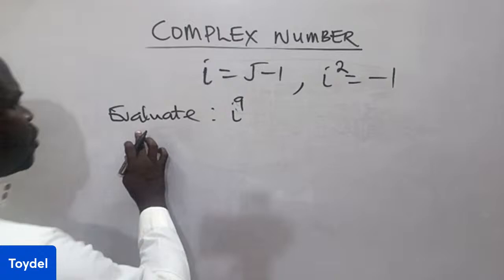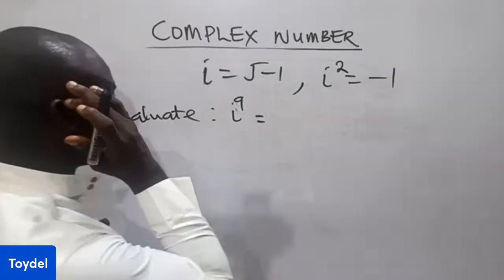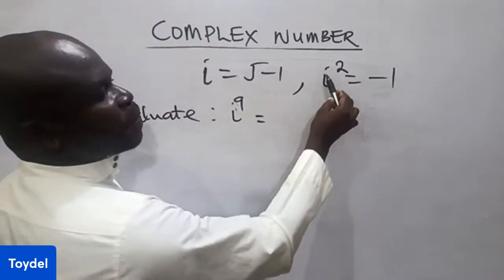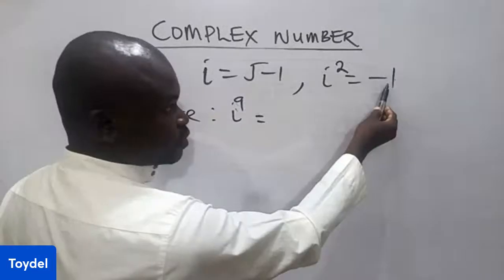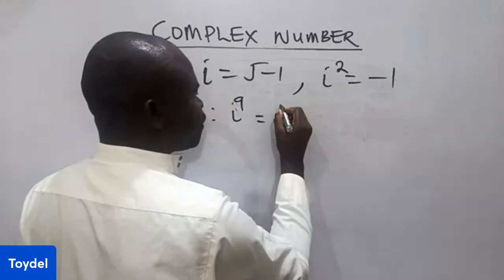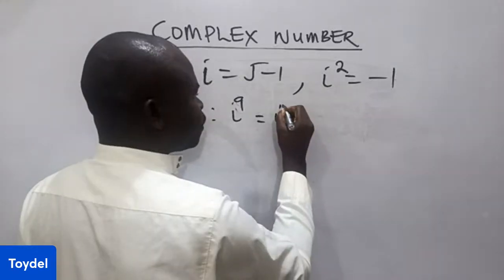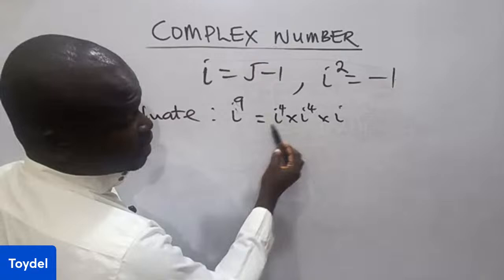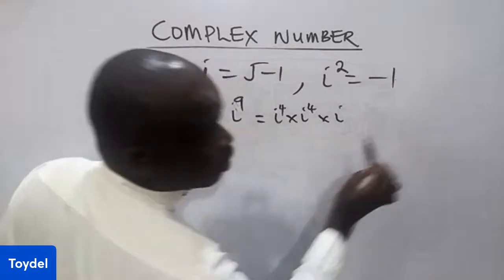Of course, you can break this down. i raised to power 9. If i squared is equal to -1, i raised to power 4 will be equal to 1, because i squared times i squared will be i raised to power 4. It will be equal to 1. So we can break this down to say this is i raised to power 4 times i raised to power 4 times i. Now this i is i raised to power 1. In the law of indices, when these bases are equal and the operating sign is multiplication, just add all the powers together.